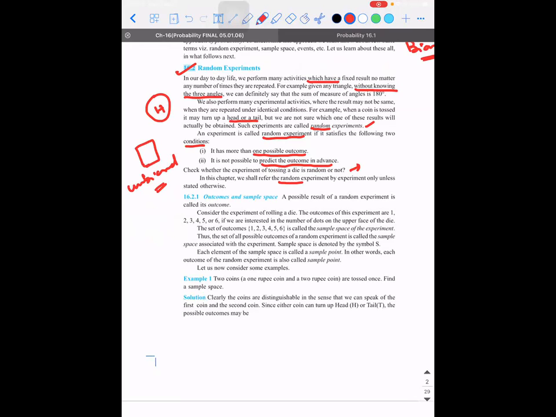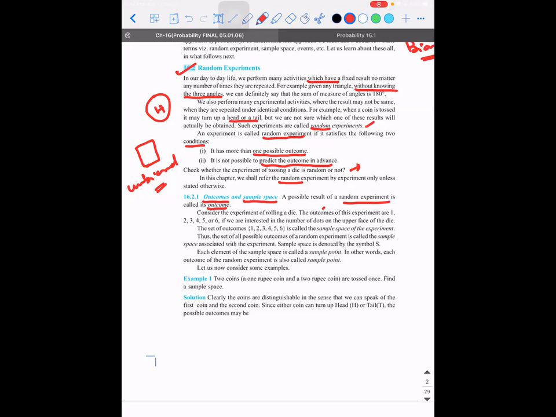Okay. So when you perform an experiment, you get something called an output. That's what we call an outcome of an experiment. Okay, when you toss a coin, head is an outcome, tail is an outcome. So here we are going to see outcome and sample space. So a possible result of the random experiment is what is called an outcome. Let's say you're taking an example of rolling a die. The outcomes of this experiment are 1, 2, 3, 4, 5 or 6. It is not and, it is or.